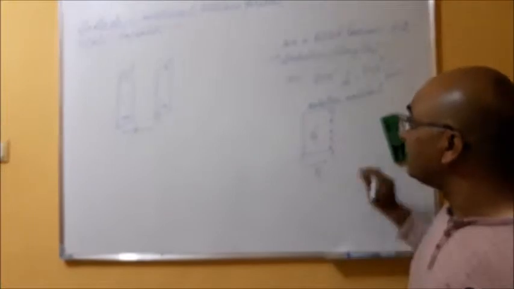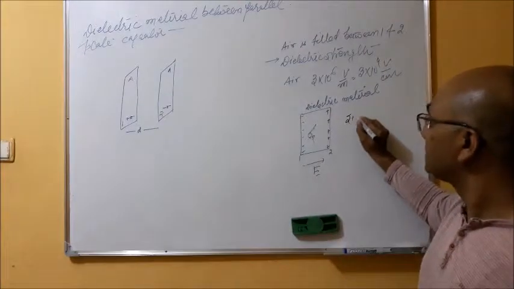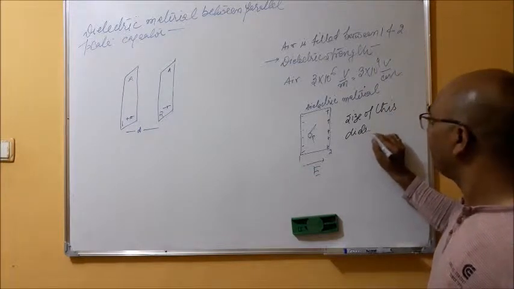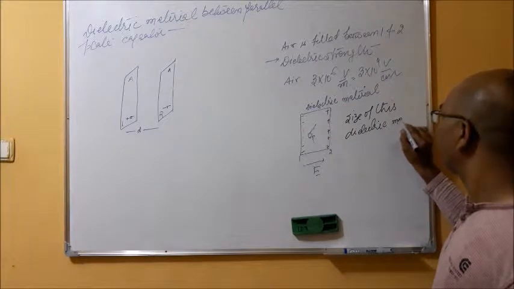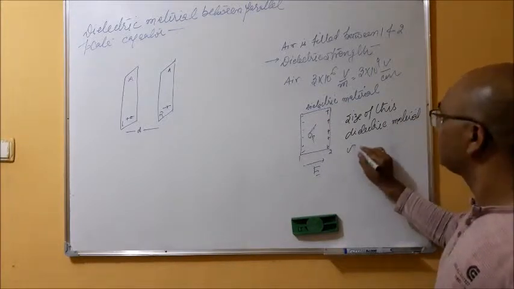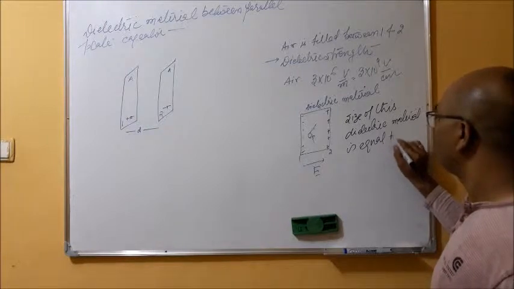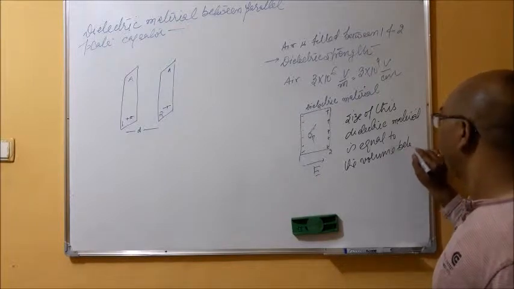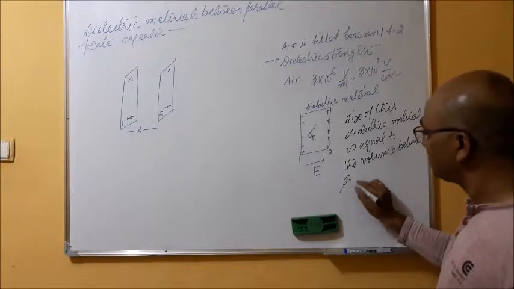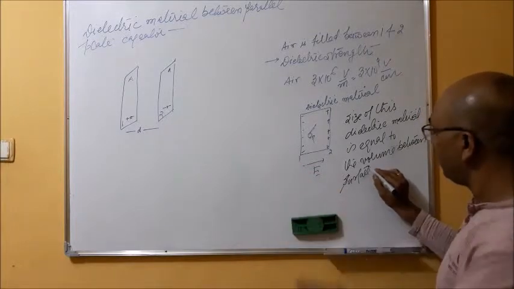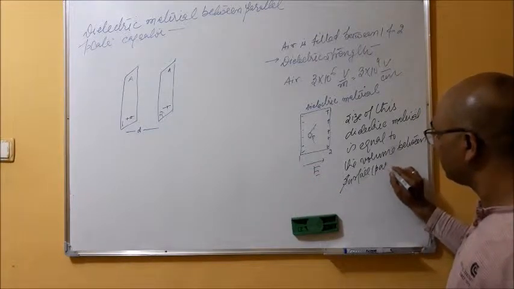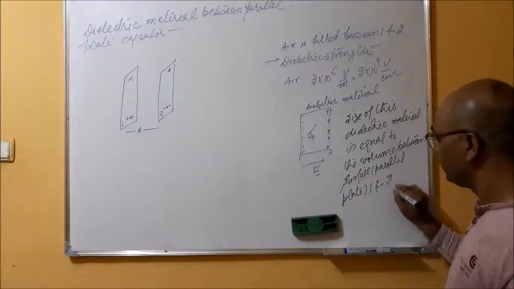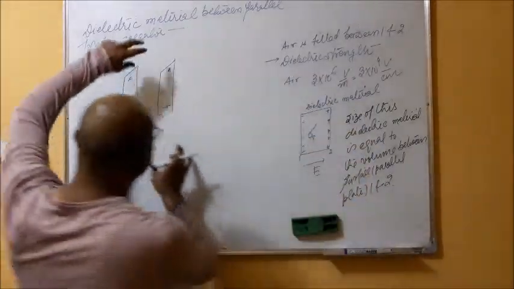What I am assuming is that the size of this dielectric material is equal to the volume between the parallel plates 1 and 2. Okay, so if it is exactly placed in it, what will happen?